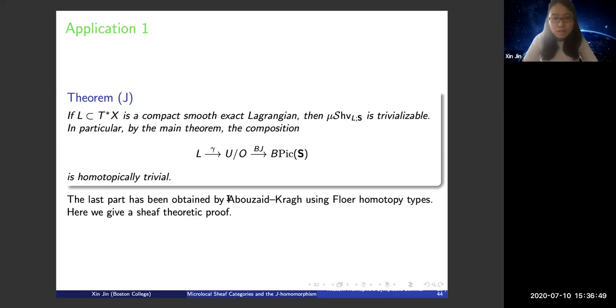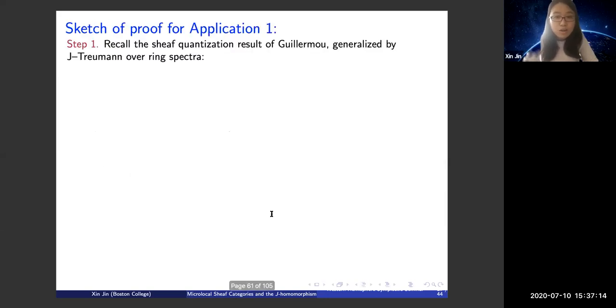Just remark that if Arnold's nearby Lagrangian conjecture were true, then this gamma would be trivial, and then it implies this. But showing gamma is trivial seems much harder than this. We have seen some progress in this direction from some previous talk, I guess by Daniel. Okay, so let me try to sketch a proof for this application.